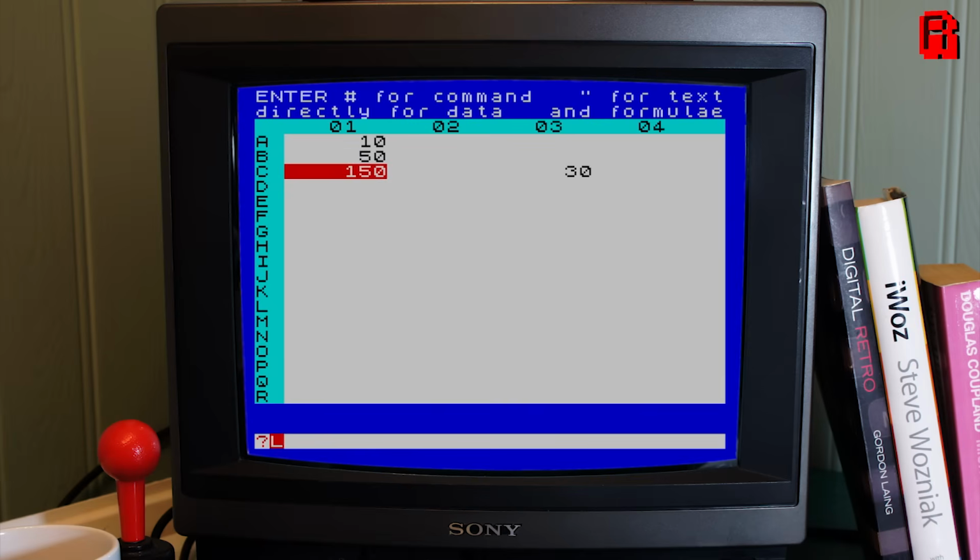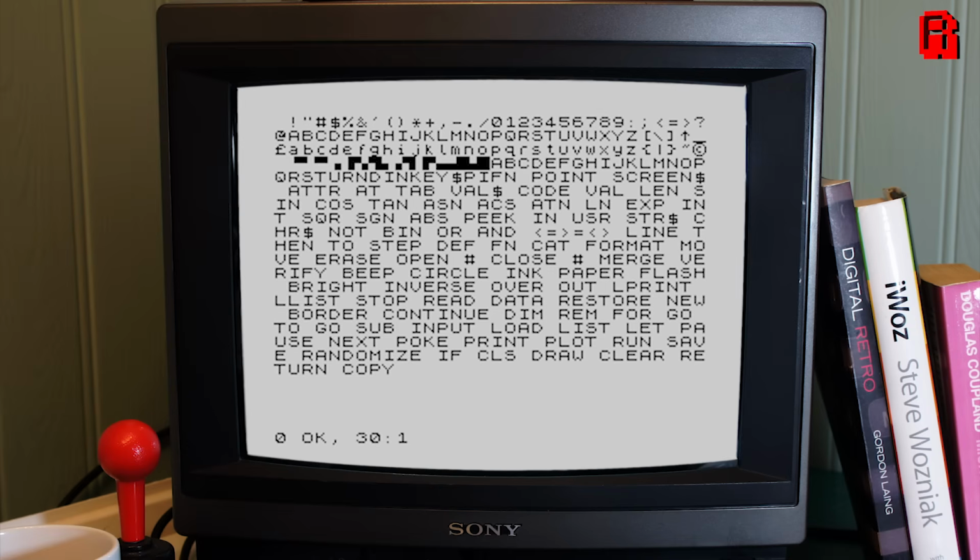While it was Sir Clive's intention to build a general purpose machine, most of those purposes he expected to be text based, and that's reflected in the way the machine is set up. And to understand why, we'll start with the memory.